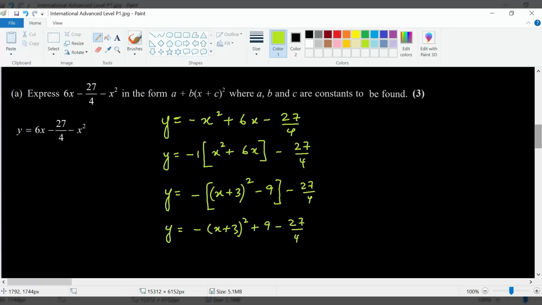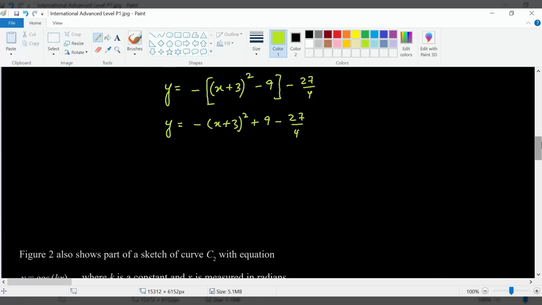Now as the first step, I must say that once we are simplifying this, I know very well these two numbers, 9 and 27. So 4 times 9 is going to be 36. So the final is going to be minus 36 over 4, and minus 27 over 4, and then minus x plus 3 whole square.